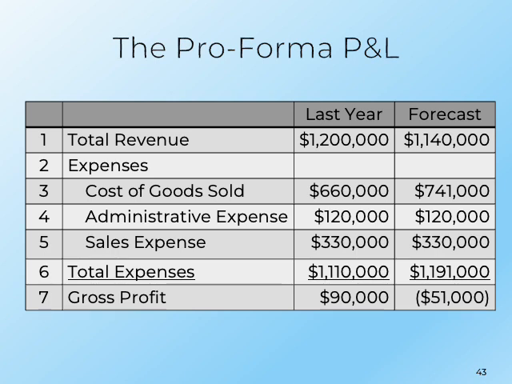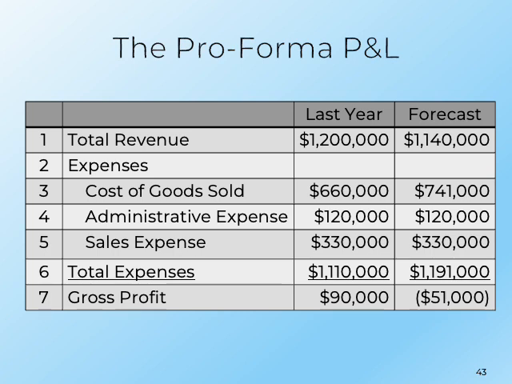In this case, as you can see, the company is predicting that revenues next year are going to go down a little on line 1 to $1.14 million from 1.2, although we don't know why. At the same time, their total expenses on line 6 are expected to go up by $81,000 to $1.19 million, leaving them with an expected gross profit on line 7 of negative $51,000. That's a loss, mind you, with gross profit being down a rather substantial $141,000 year over year, as you can see.